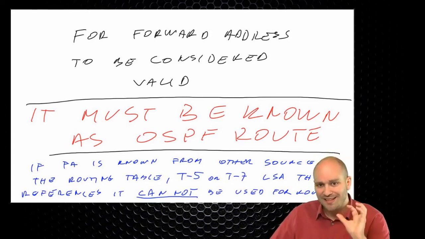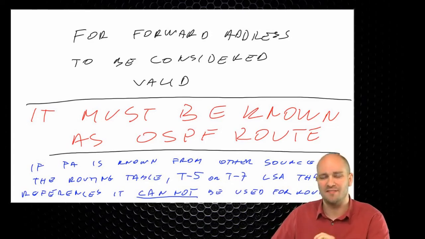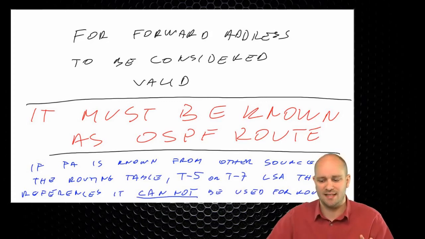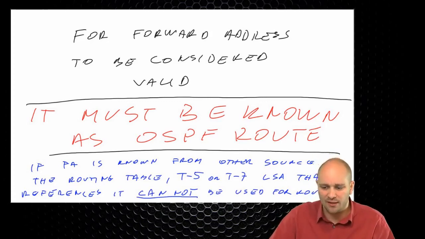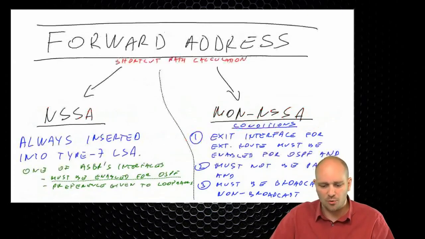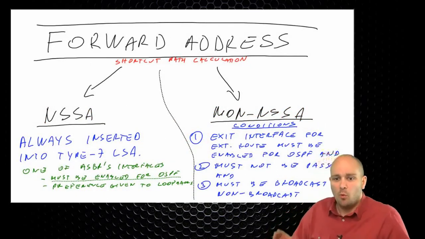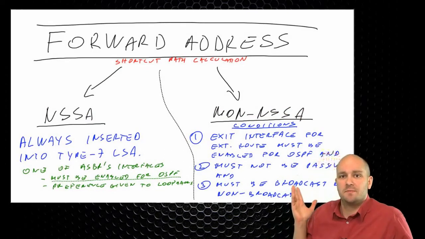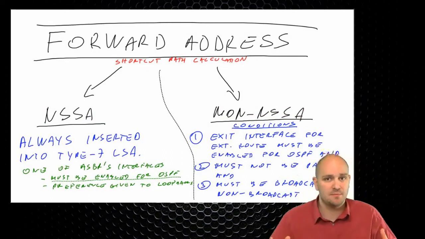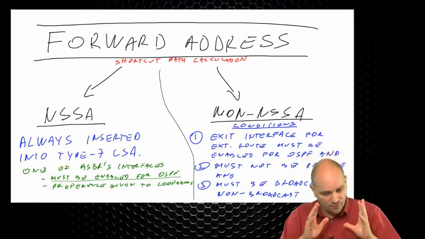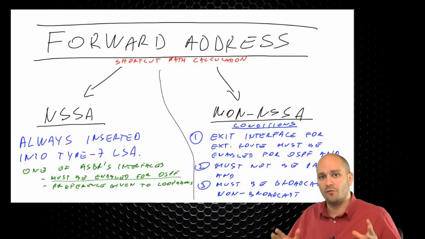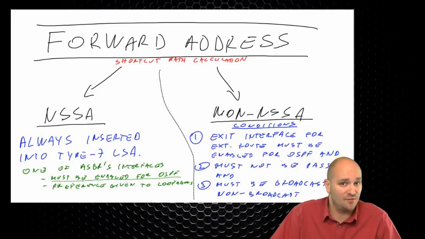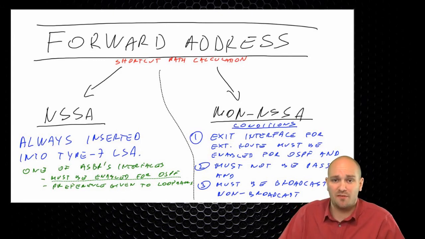This is such a deep understanding of how OSPF behaves, especially when dealing with non-NSSA areas. I mean, just take a look at these rules. Unless you are a CCIE instructor who does this pretty much every day, who can possibly remember these? So keep this in mind and just remember that the forward address must be known from OSPF to be considered valid. If you know it from any other source, OSPF cannot actually use this information for routing.